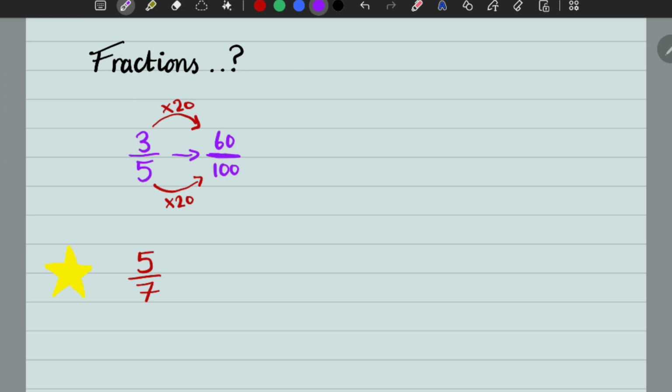I've turned my fraction into a fraction that's out of 100. Changing that into a decimal and a percentage now is super easy because it's out of 100. So I know that 60 out of 100 is 60%, and turning that into a decimal is 0.60, or we can leave that off and just say 0.6.